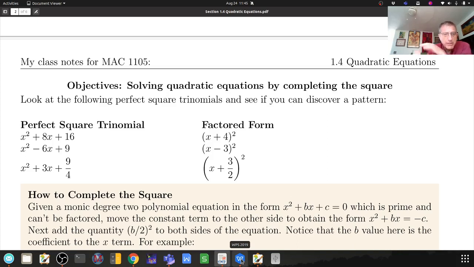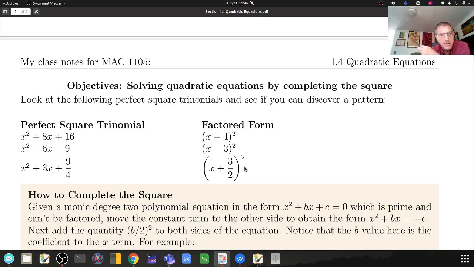So remember, a perfect square trinomial is one that can be written in this form, a monomial squared. So x squared plus 8x plus 16 is equal to (x plus 4) squared. Okay, that's easy enough. You might want to review how we know that. x squared minus 6x plus 9 is equal to (x minus 3) squared. x squared plus 3x plus 9 fourths is equal to (x plus 3 halves) squared.